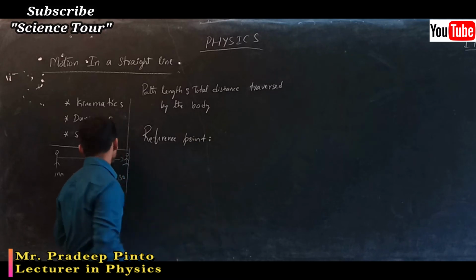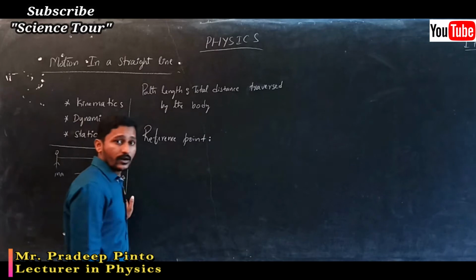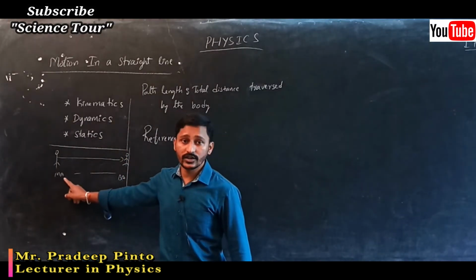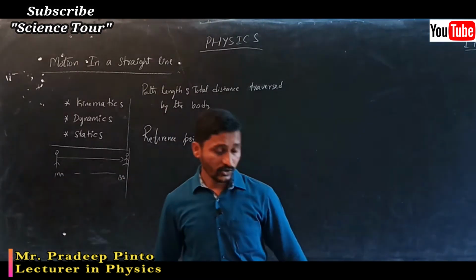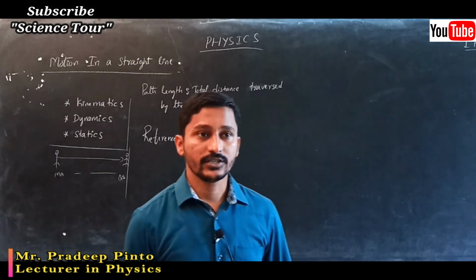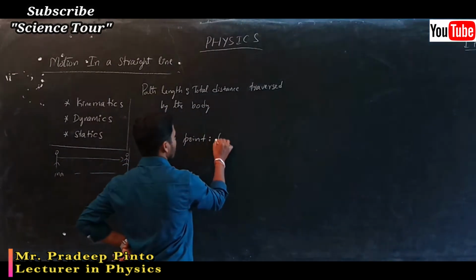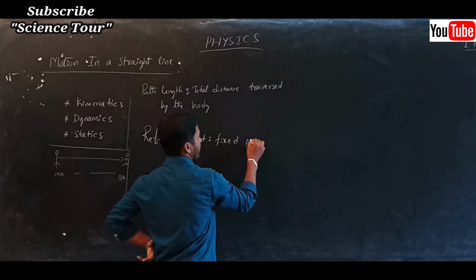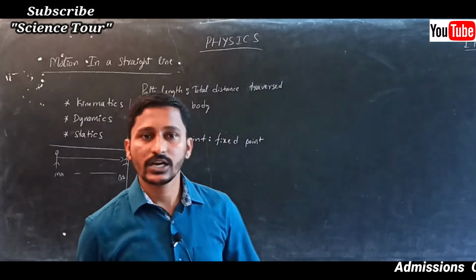See, I told you that you have moved to Bangalore city, but with respect to what? If you consider your initial point, that was your reference point. With reference to this point, you have moved from one point to another point. So always we will have a reference point. That reference point is nothing but a fixed point, with respect to which the position of the object is defined. Now these are all we have to define.